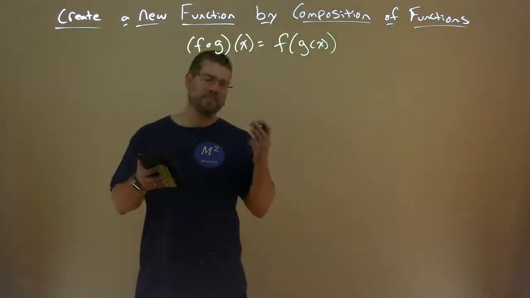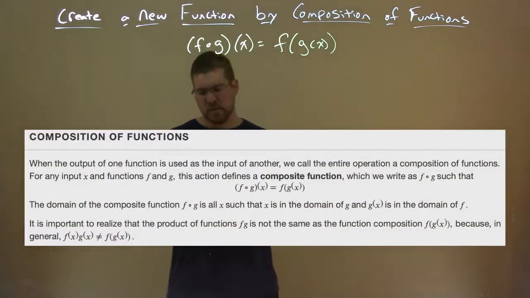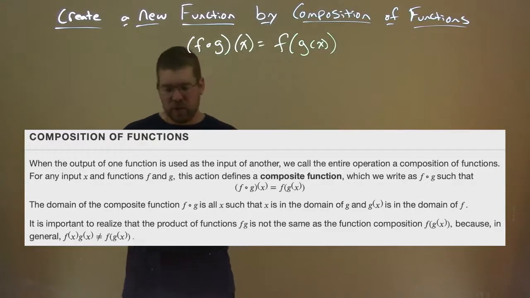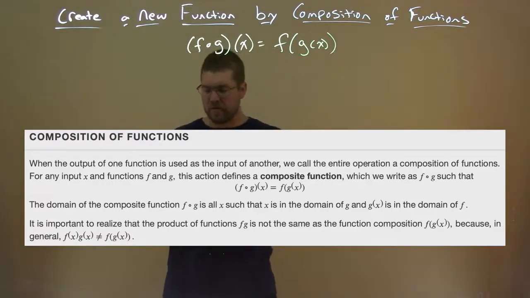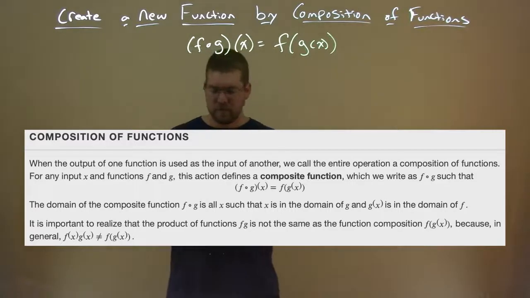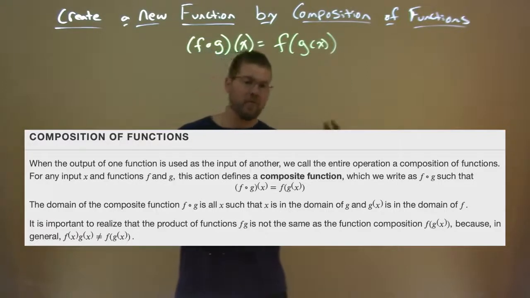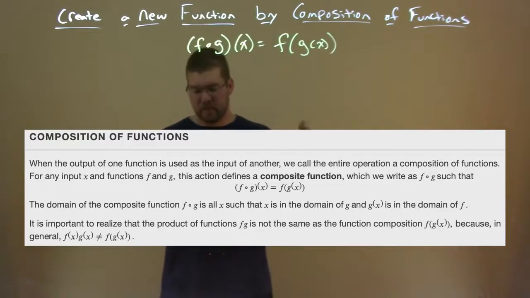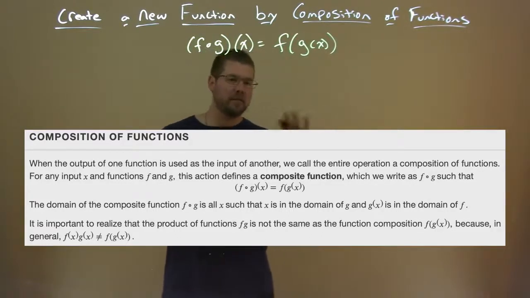Definition. Compositional functions. When the output of one function is used as the input of another, we call the entire operation a composition of functions. For any input x and functions f and g, this action defines a composite function, which we write as f∘g, such that (f∘g)(x) is equal to f(g(x)). The domain of the composite function f∘g is all x such that x is in the domain of g and g of x is in the domain of f. So it has to have the domains of both there.